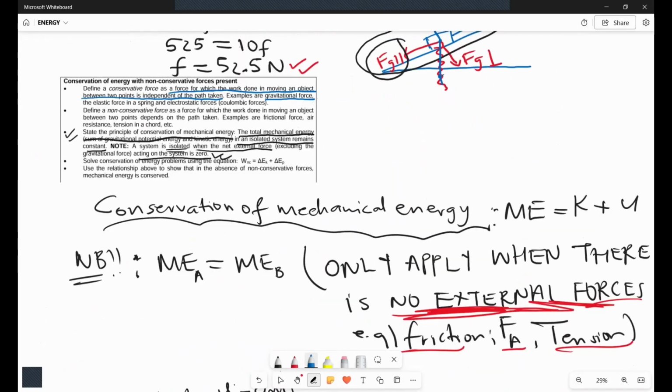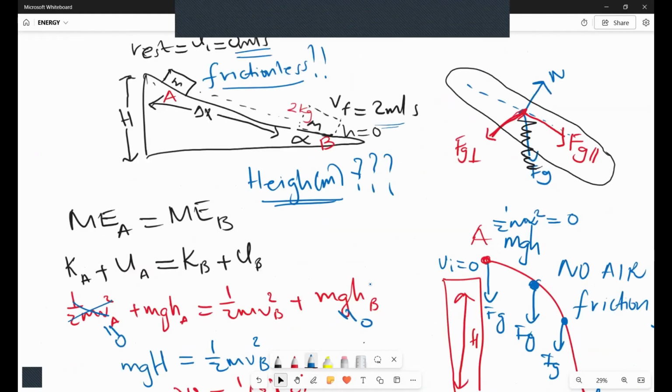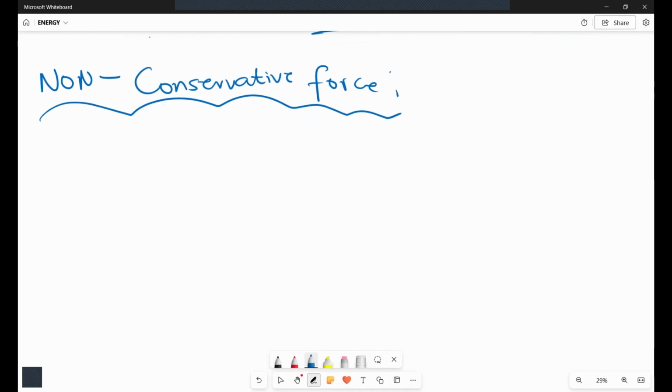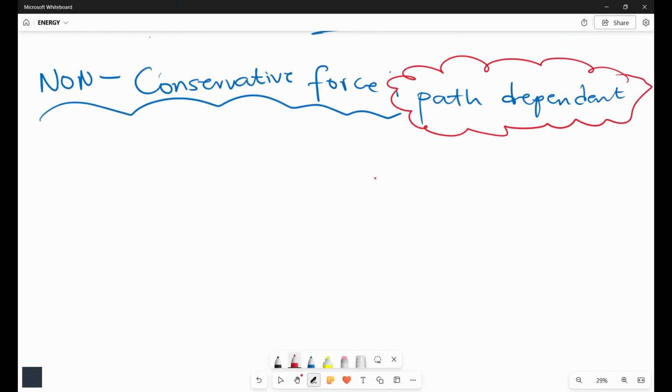Let's check the exam guide. It says define non-conservative force as a force for which the work done in moving an object between 2 points depends on the path taken. Examples are frictional force, air resistance, tension in a cord, and all of that. I'll just write them again. Let's go back. Now, this is path dependent. It depends on the path taken.